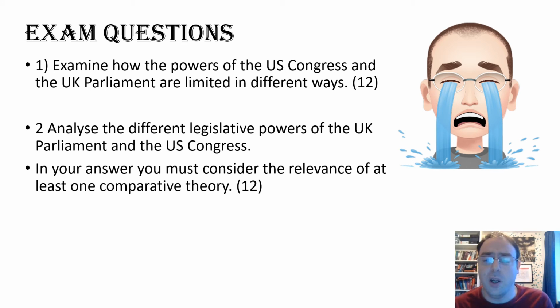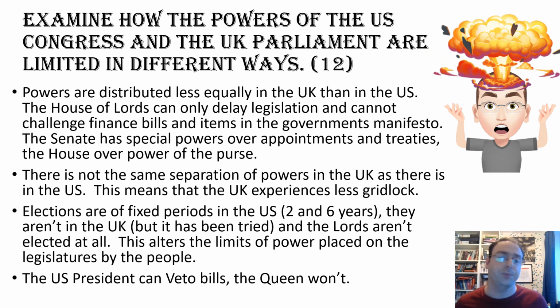Now, here are some exam questions that have been asked in the past. Question 1: examine how the powers of the US Congress and UK Parliament are limited in different ways. So it's a difference question. And again, question 2: analyse the different legislative powers of the UK Parliament and US Congress. So just concentrate on legislative powers on that one, so you don't talk about the other ones. And that's a question 2, so we have to talk about comparative theories. So I'm just going to talk through some of the stuff you do with these.